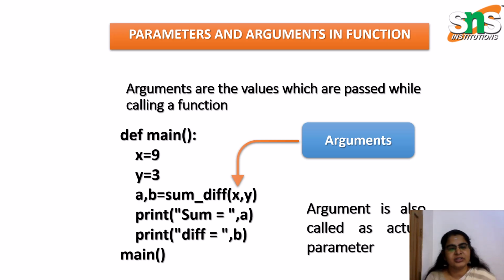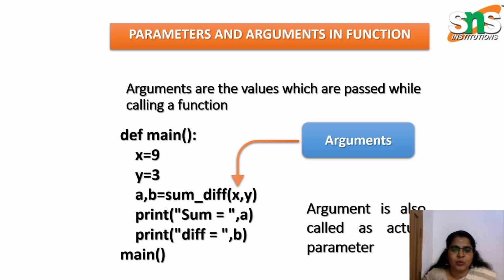And here I am going to define, first, main. In that main function, I am representing a variable x is equal to 9 and y is equal to 3. I am assigning values to x and y here, and now I am storing the result in a and b with the function sum_difference, because I am going to find out the values of sum and difference here.